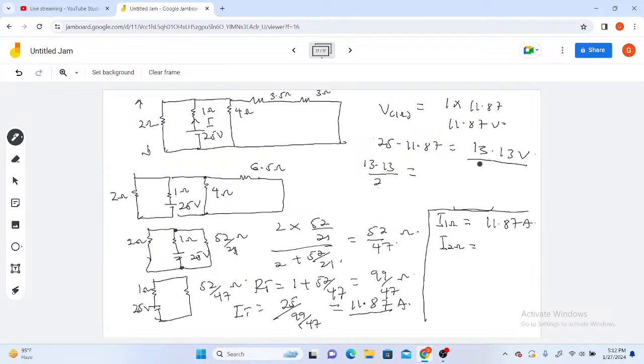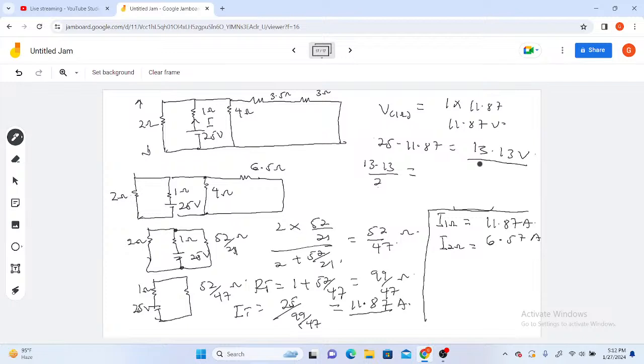So let me round it to 6.57 amperes. And that is I 2 ohm, the current across the 2 ohm. Now let's come back. I'm done with this, and I'm left with these parts.